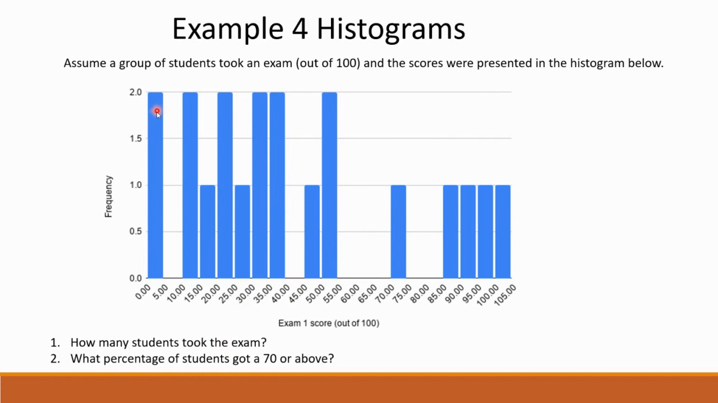so we add up the frequencies, right? So this is saying 2 students had an exam score greater than or equal to 0, but strictly less than 5. So no one actually got a 5 on an exam, right? You don't include the right endpoint.